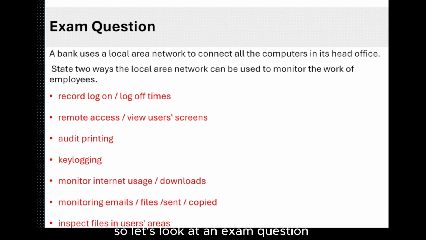So let's look at an exam question. A bank uses a local area network to connect all the computers in its head office. State two ways the local area network can be used to monitor the work of employees. So, how would they monitor it? They will monitor it by logging when people have logged on, when they have logged off. They're printing. They monitor their internet use. They also monitor their emails, etc., etc.